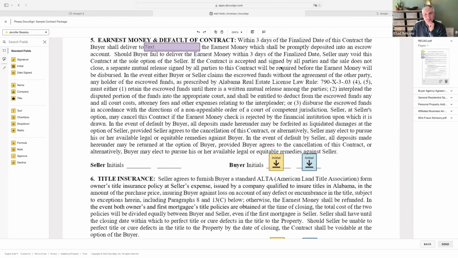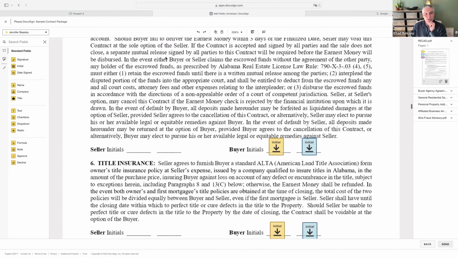If the contract is accepted and signed by all parties and the sale does not close, a separate mutual release signed by all parties to this contract will be required before earnest money will be dispersed. So no one party ever automatically gets the earnest money. It's a matter of everybody has to agree in writing where it's going. Or if they can't or won't, then it just sits there with whoever's holding it, whether it's closing attorney or the other brokerage. It'll sit in that account until either both parties agree in writing how it's being split up, or one party or the other interpleads it into small claims court and the judge issues an order on who it goes to.